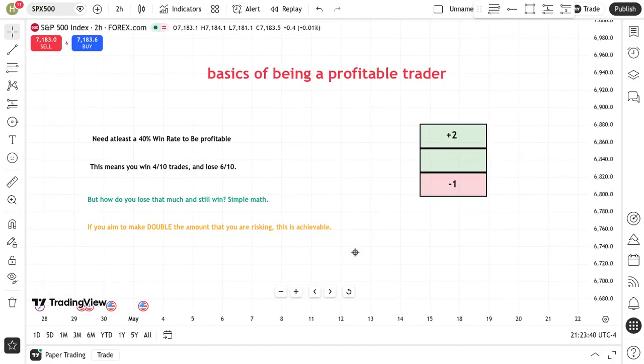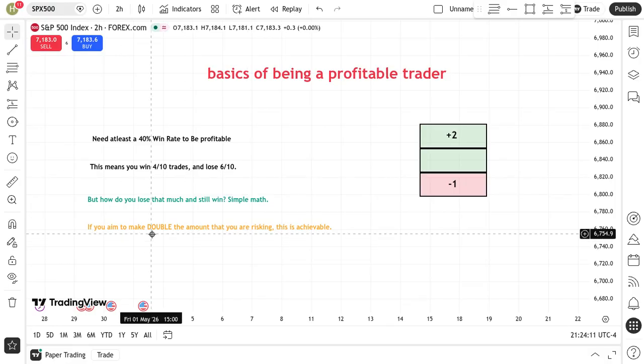So now that you know the basics of price action and the necessities that you need before understanding it, now I will be showing you the basics of being a profitable trader. Being a profitable trader is actually a lot easier than it sounds. To be profitable, you need at least a 40% win rate. This means you win 4 out of 10 of your trades and lose 6 out of 10. Now you may be wondering, how do you lose that much and still win? Well, it's just simple math.